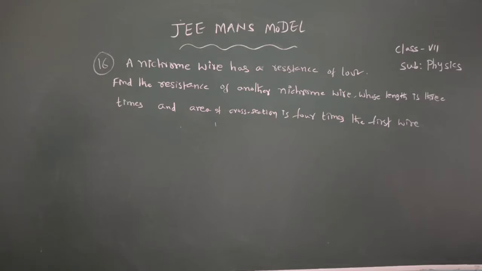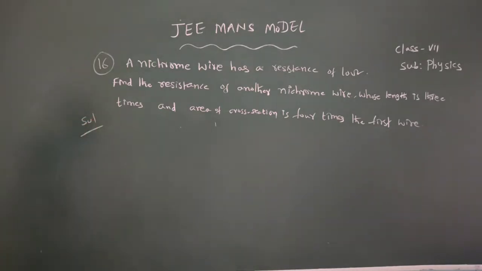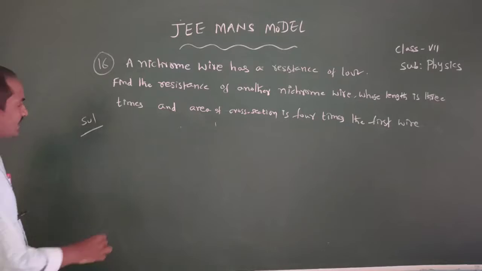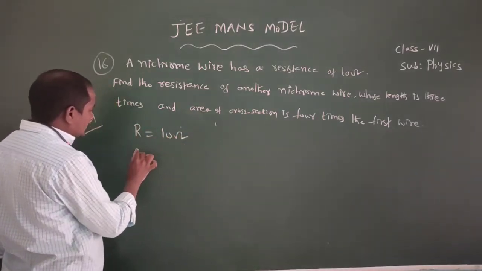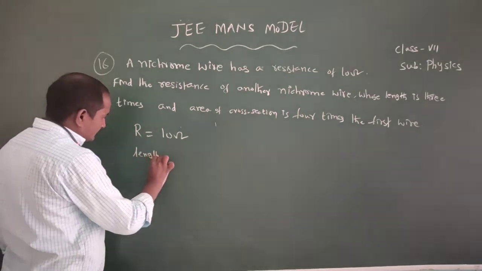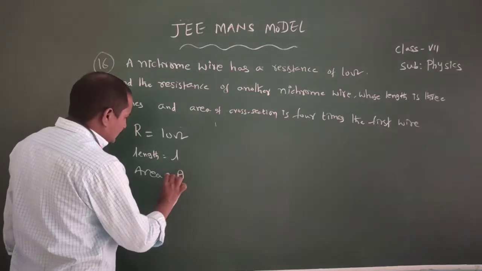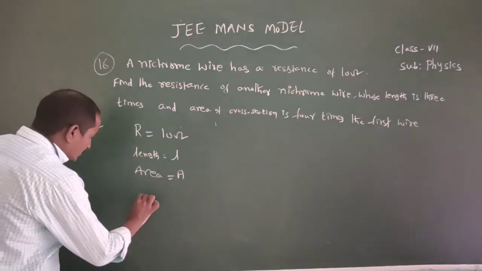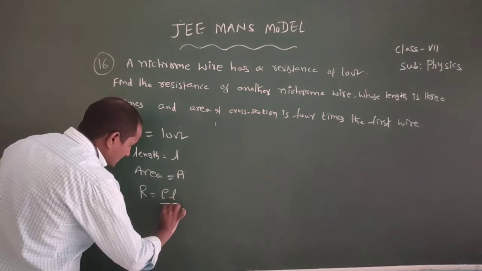A nichrome wire has a resistance of 10 ohms. Find the resistance of another nichrome wire whose length is 3 times and the area of cross section is 4 times. So here, what are the given values? For the first nichrome wire, resistance R is given. So R equal to 10 ohms, length equal to L and area equal to A. Therefore R equal to rho into L by A.